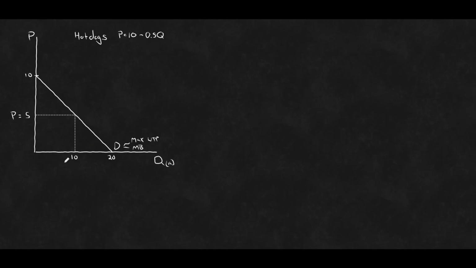What we can do is for any Q that we witness, we can throw that value of Q into the equation and find the corresponding price. So for example, we can verify that at a quantity of 10,000 hot dogs, we have a price of 5, and that would just be 10 minus 0.5 times our Q of 10. Well, 0.5 of 10 is 5, so price is equal to 10 minus 5, which is, drum roll, $5.